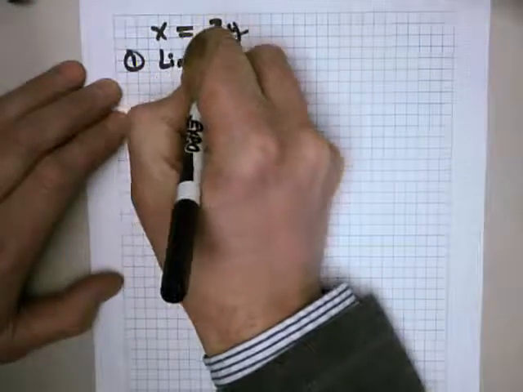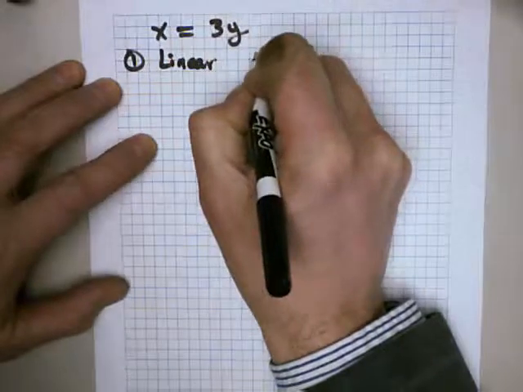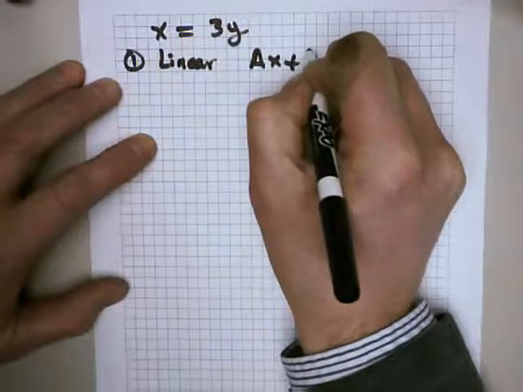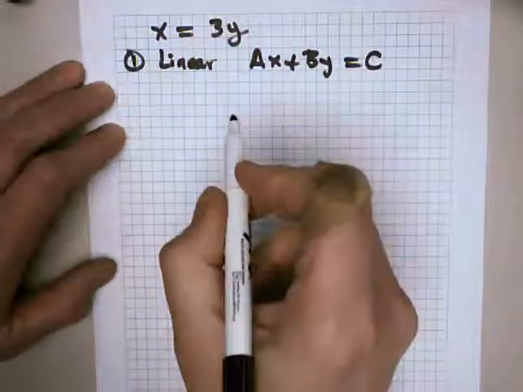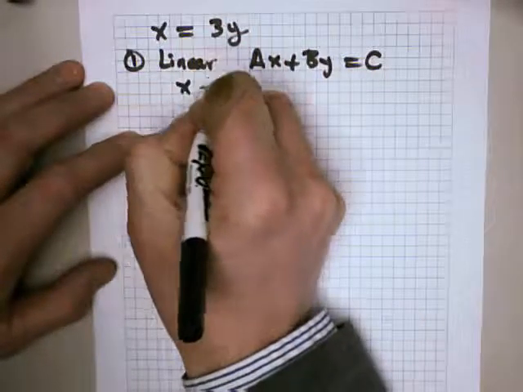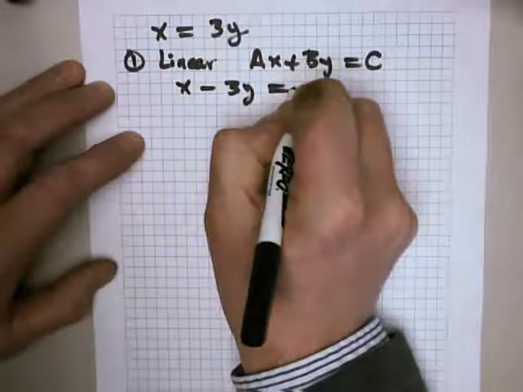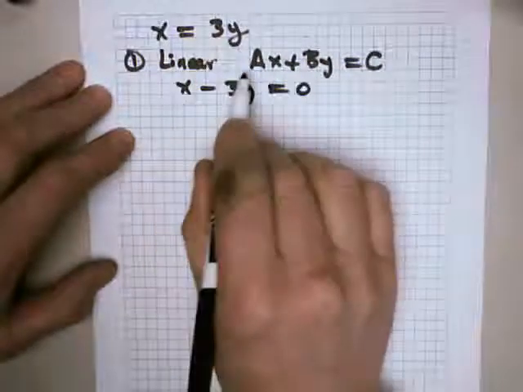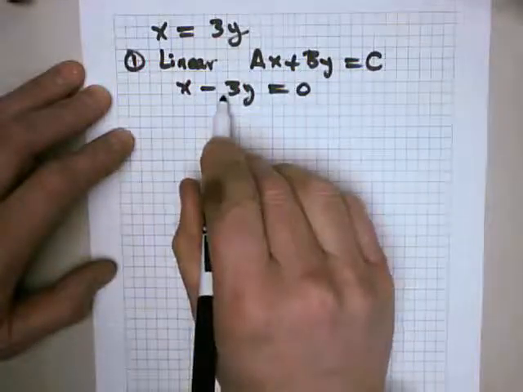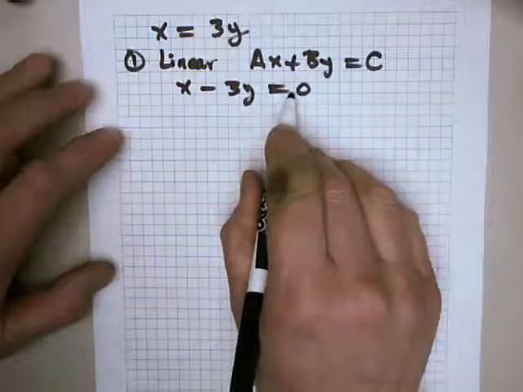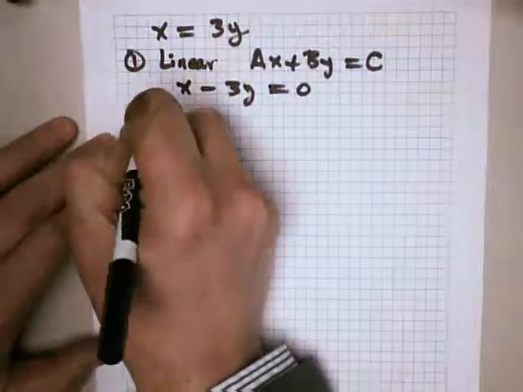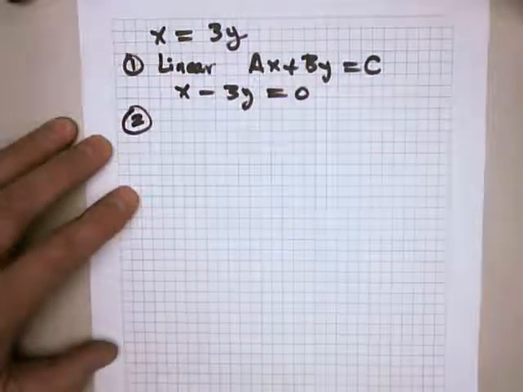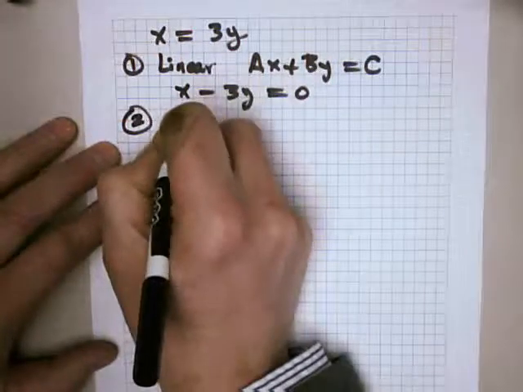And it's linear because we can write it in the form ax plus by equals c. This particular example, we can write as x minus 3y equals 0. Notice that a is 1, b is negative 3, and c is 0. So this is a linear equation. When we graph it, it's going to be a line. Well, let's graph it. We graph it by finding 3 points.